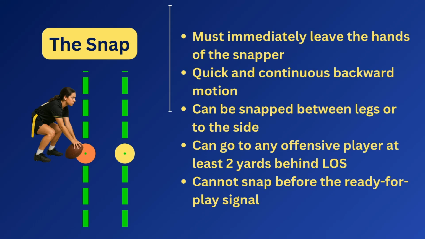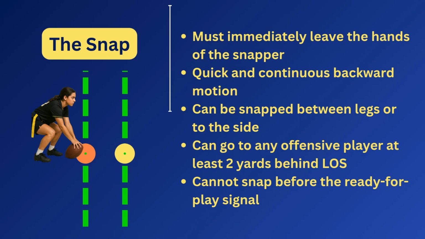The snap must immediately leave the hands of the snapper, and it needs to be a quick and continuous backward motion. All right, so you can't lift the ball and then in a separate movement throw it backwards. It has to be one quick and continuous motion. Again, it can be snapped between the legs or to the side, and it can go to any offensive player.